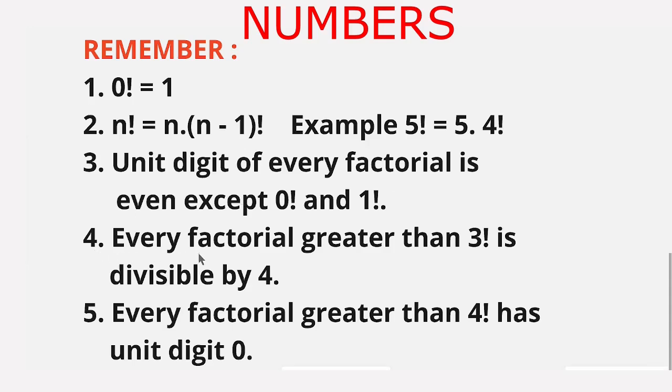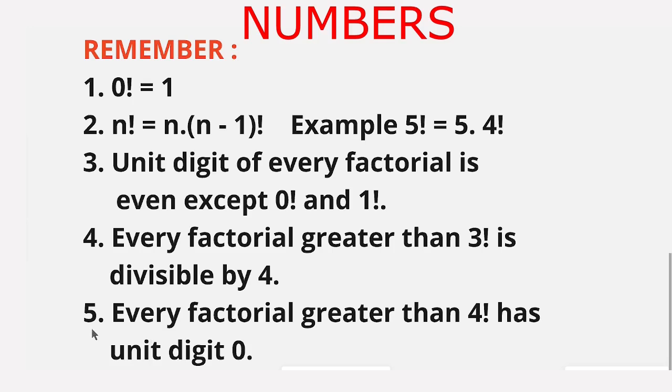Point 4. Every factorial greater than 3 factorial is divisible by 4. All the factorial greater than 3 factorial is divisible by 4, as 4 factorial is 24 which is divisible by 4. 5 factorial is 120 which is divisible by 4. 6 factorial is 720, that is also divisible by 4. And all other factorials greater than factorial 3 are divisible by 4.